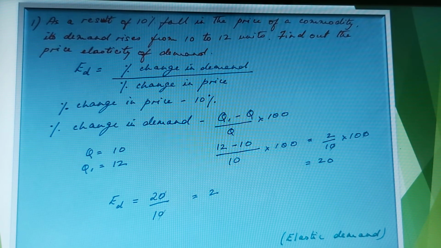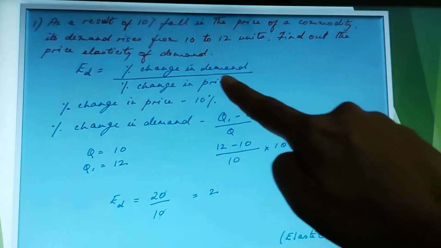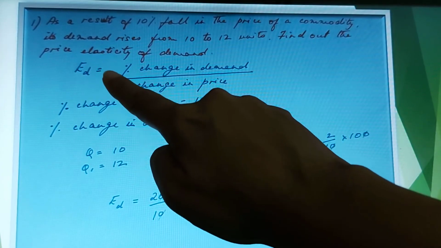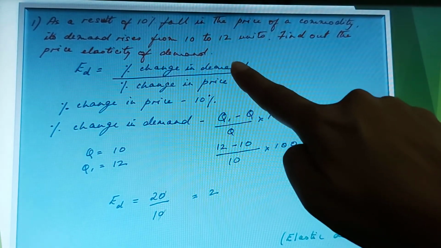Now we learn how to solve a few problems of elasticity of demand. So the first problem states that as a result of 10% fall in the price of a commodity, its demand rises from 10 to 12 units. Find out the price elasticity of demand. Remember, always write the formula first. So, elasticity of demand is equal to percentage change in demand upon percentage change in price.